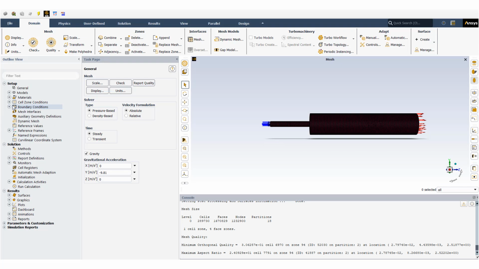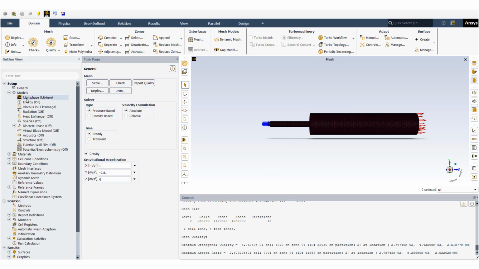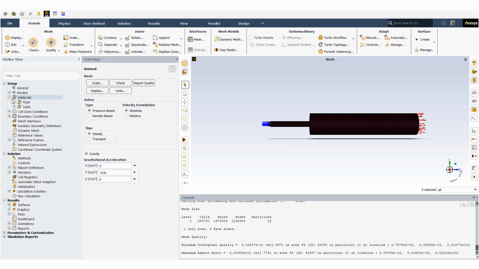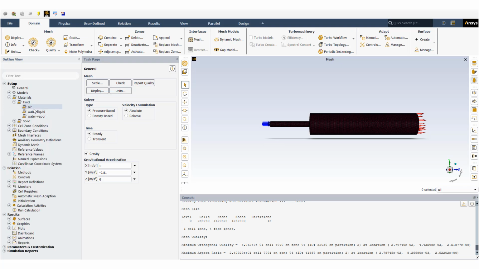Let's work on the setting of the model. As you can see, I consider the gravity here as minus 9.8 in the negative y direction. For modeling, I consider mixture, but to define the phases, I first need to define the two phases, two materials for the liquid and vapor phases.